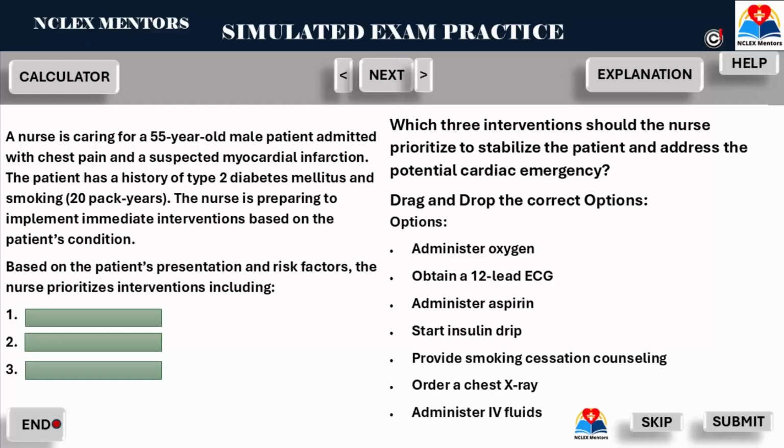Options: administer oxygen, obtain a 12-lead ECG, administer aspirin, start insulin drip, provide smoking cessation counseling, order a chest x-ray, administer IV fluids. And here's the drag and drop portion with 3 blanks. I'll give you a moment to read through the question again and think about what you would choose. Imagine yourself in that patient's room. What would truly make a life-saving difference in those first few minutes?